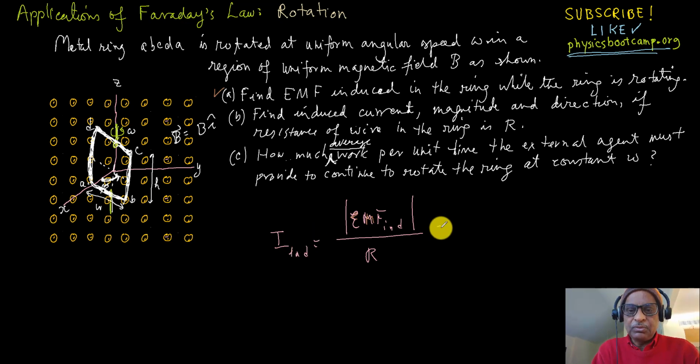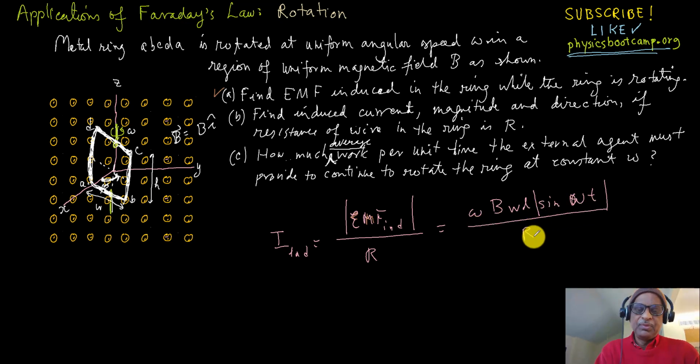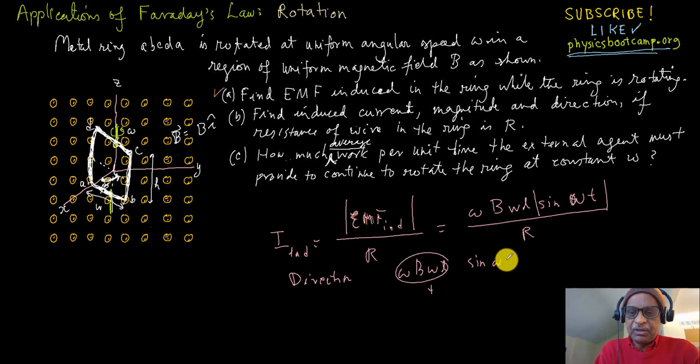So this will simply be omega B W L sine theta sine omega t, and we take the absolute value, because we don't want a negative here. And the direction we already talked about. The direction will depend on omega t. Omega B omega L is all positive, so this just depends on omega t.